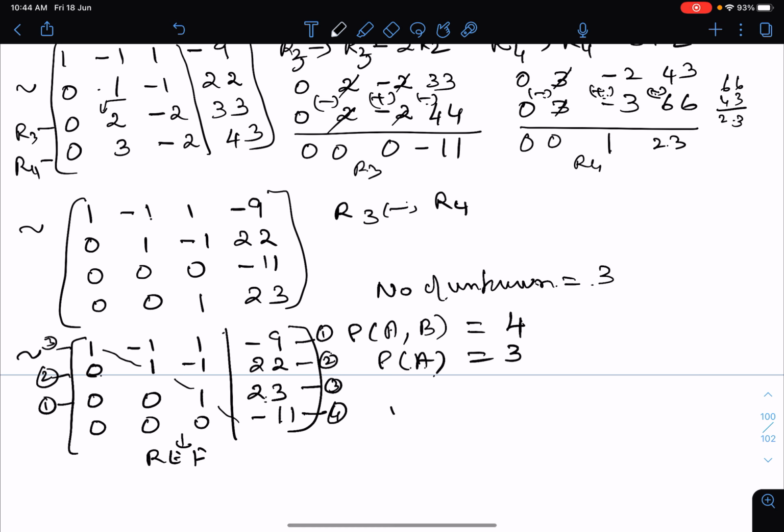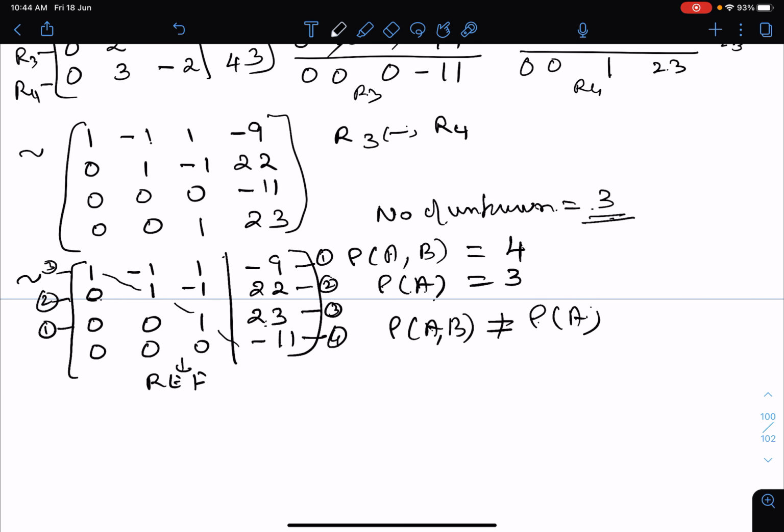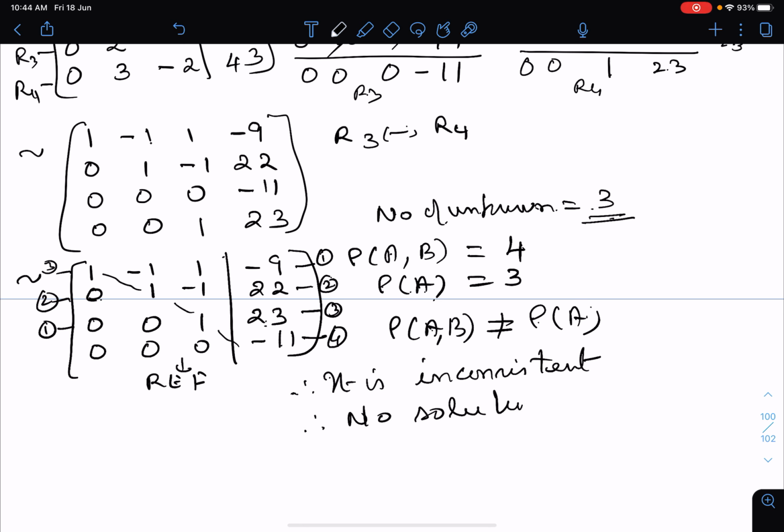So what is the condition we are getting? Rank of AB not equal to rank of A. So you need not compare further; here itself you can come to the conclusion. When the ranks are not equal after reducing, that means it is inconsistent. Okay, we come to the conclusion it is inconsistent, therefore no solution for the system. So this is going to be your final answer: inconsistent and therefore no solution. Okay, thank you.